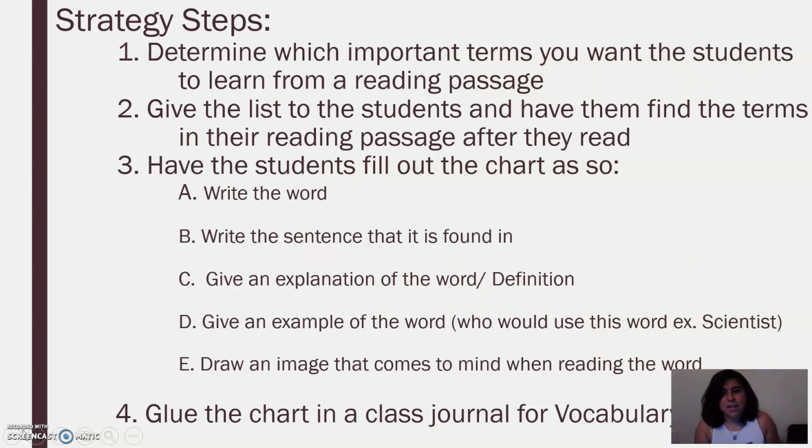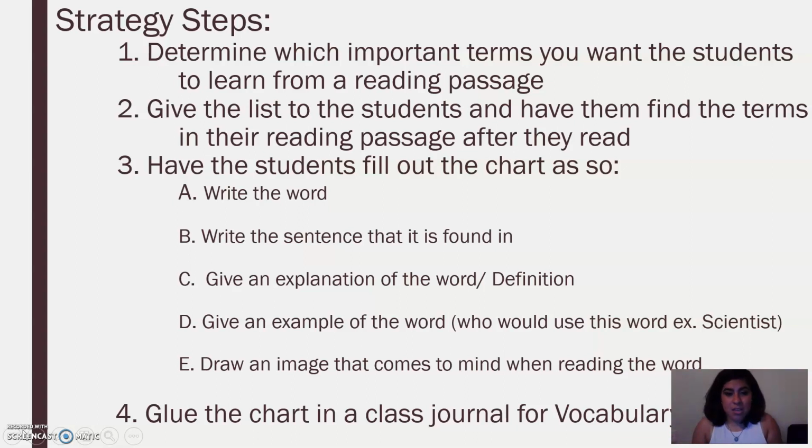And I say after they read because during reading, a lot of times if you give students questions or terms that they have to find, they're only going to look for that. They're not really going to comprehend anything that they read, so definitely provide this either before they read or after they read, just so that they are focused on comprehending it when they read it. So the next step is to have the students fill out the chart that I made. The chart basically has 5 different columns.